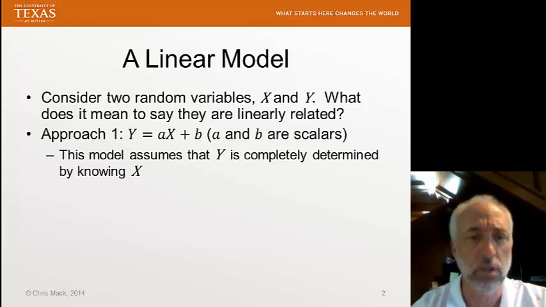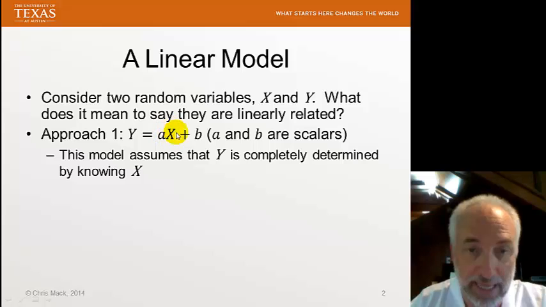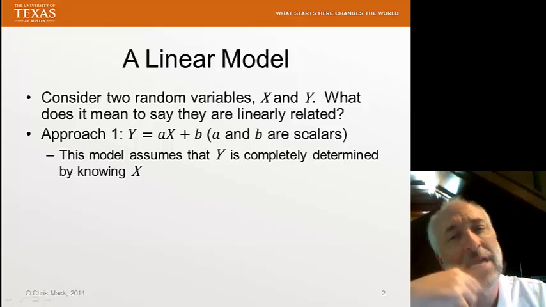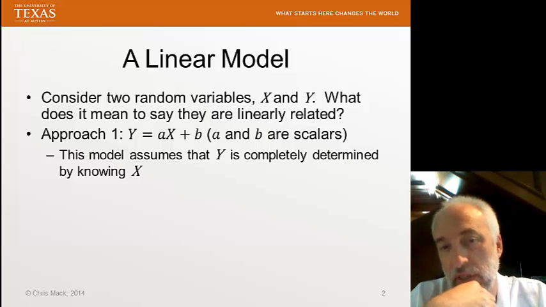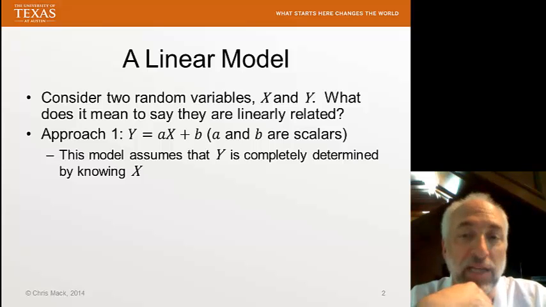Well, the first approach you'd probably take is simply say, well, if they're linearly related, then y must equal a times x plus b, where a and b are scalars. If you think pretty closely about this, however, you'll see that once we have a value for x, it determines the value for y exactly.